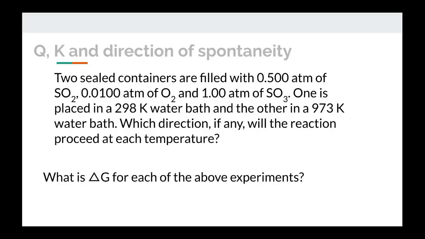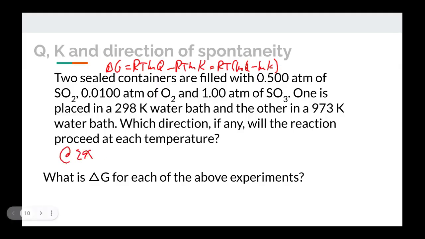We can get the answer to this question by asking ourselves what is delta G for each of these reactions. Remember that delta G is equal to RT natural log of Q minus RT natural log of K. Or we could simplify this, just pull the RT out: RT times natural log of Q minus natural log of K. And then we can just do this at both temperatures.